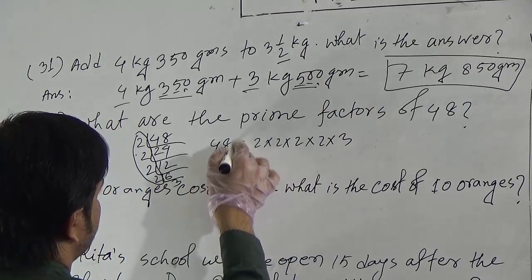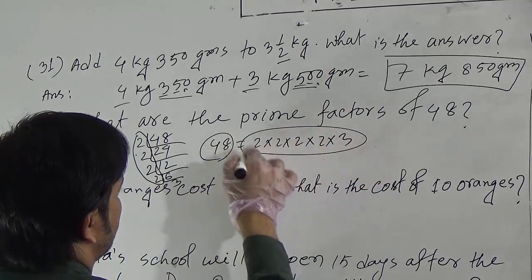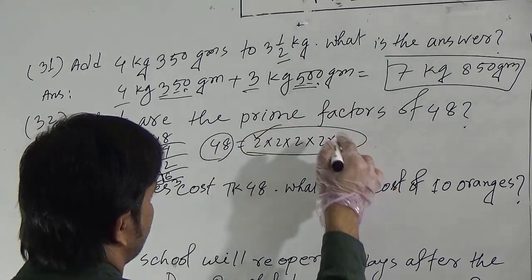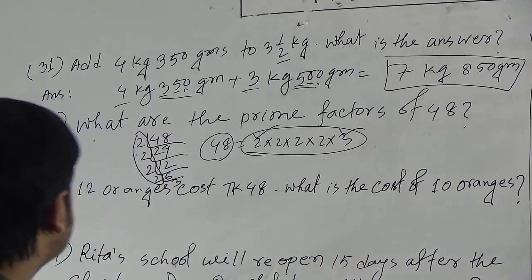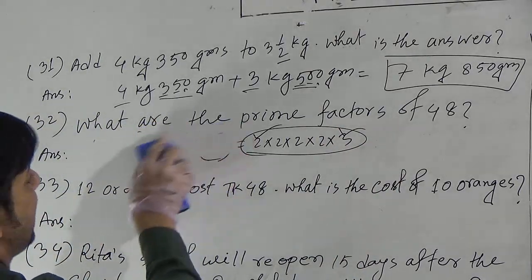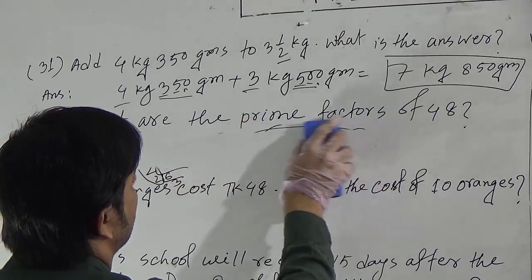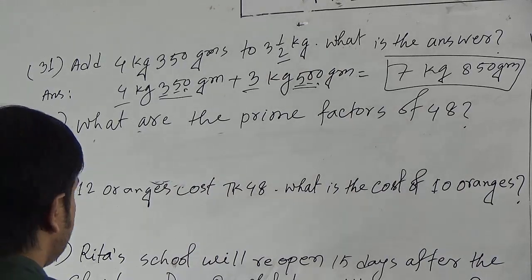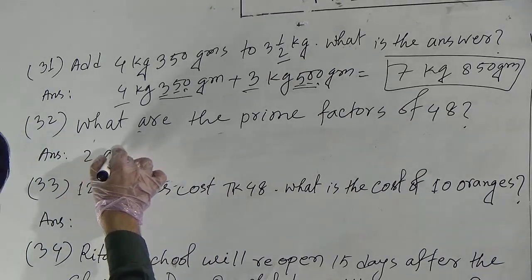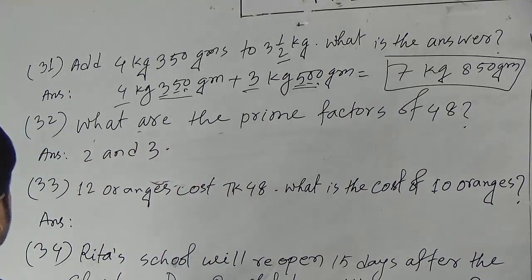So we can express 48 using the product of prime factors. Here 2 is a prime factor, 3 is a prime factor. So the answer to the question, what are the prime factors of 48, is that 2 and 3 are the prime factors of 48.